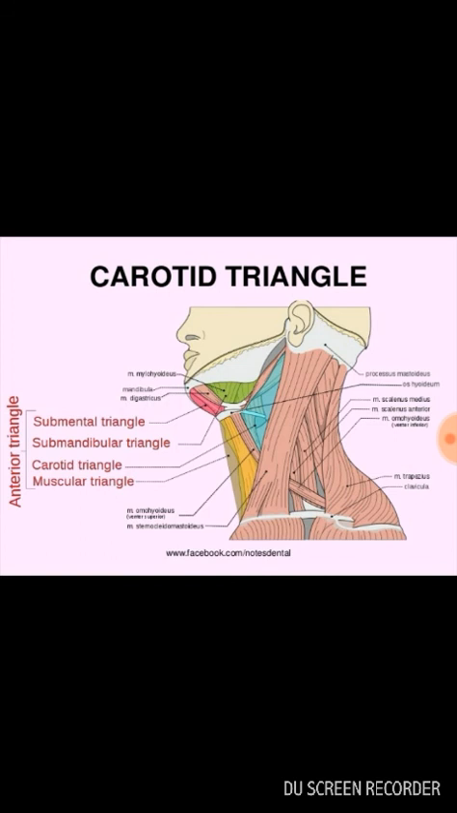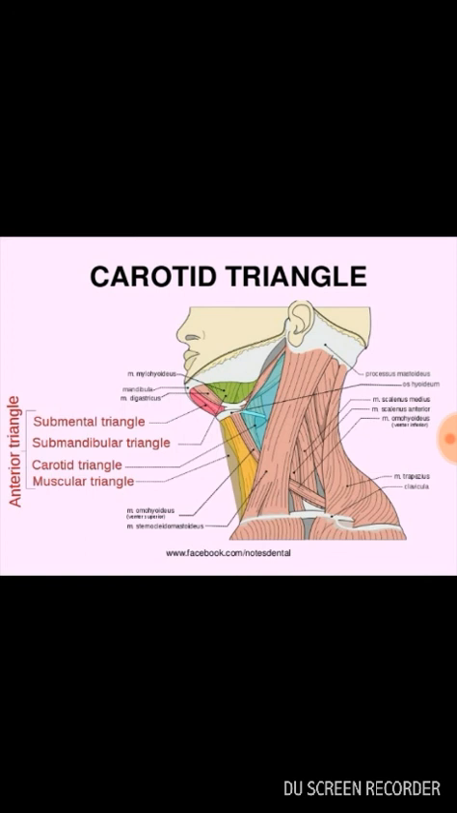The next and final triangle that we're going to look at is the submental triangle, which is bounded posteriorly by the anterior belly of the digastric, anteriorly by the midline of the neck between the mandible and the hyoid bone, and inferiorly by the hyoid bone. The floor is the mylohyoid muscle, just as the floor of the submandibular triangle is the mylohyoid muscle as well.